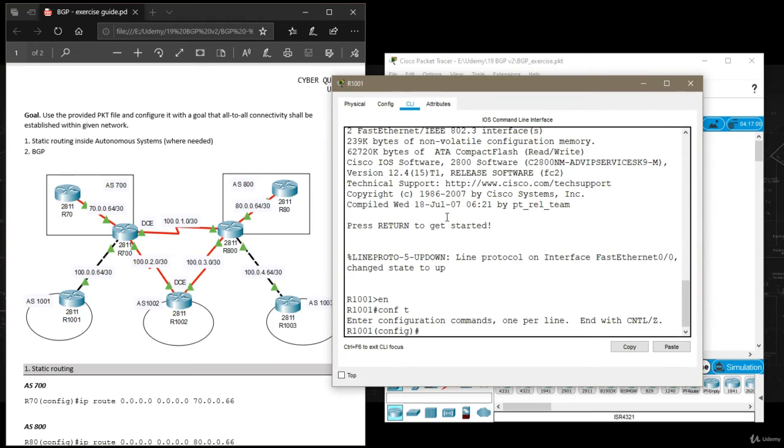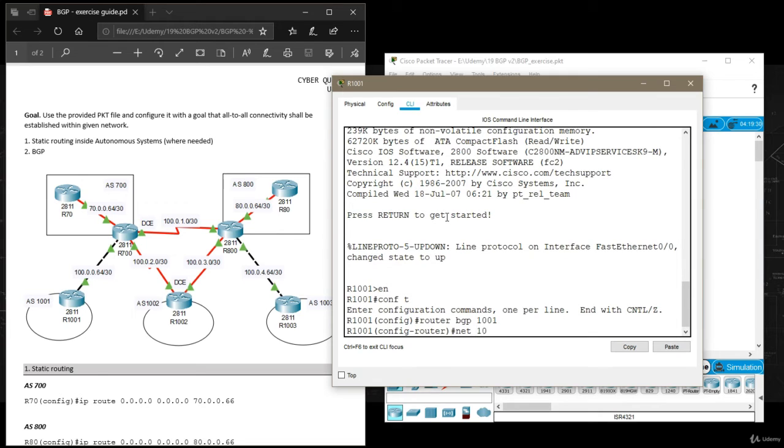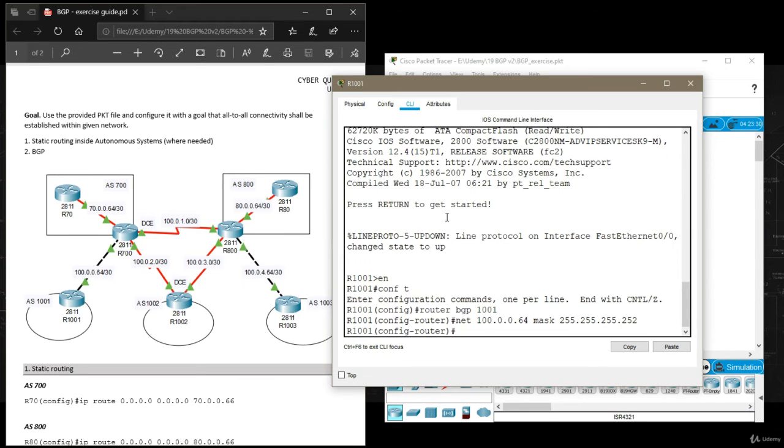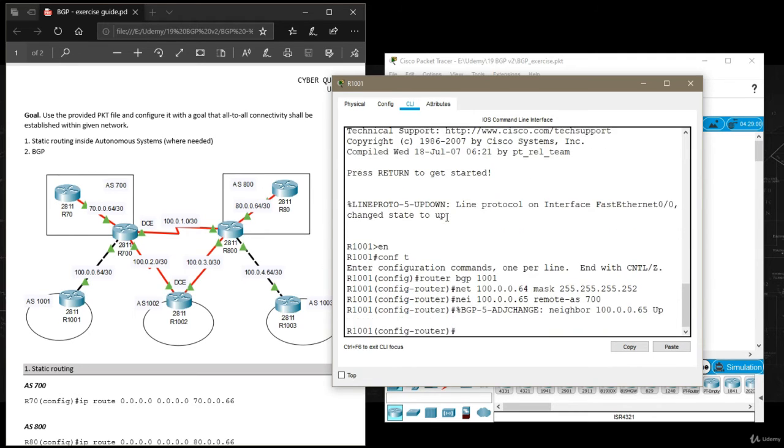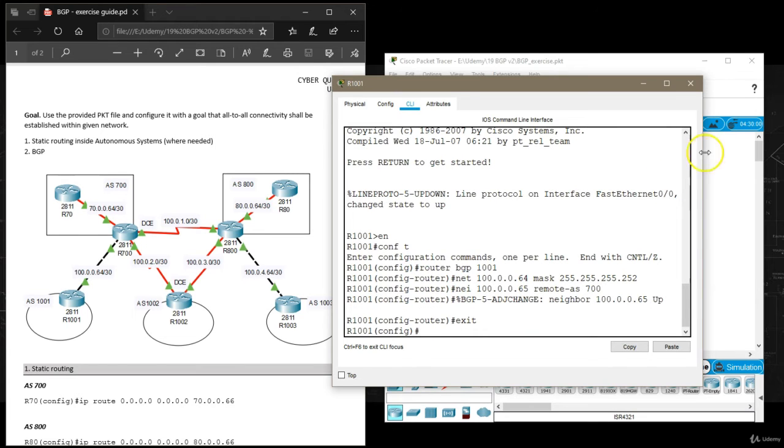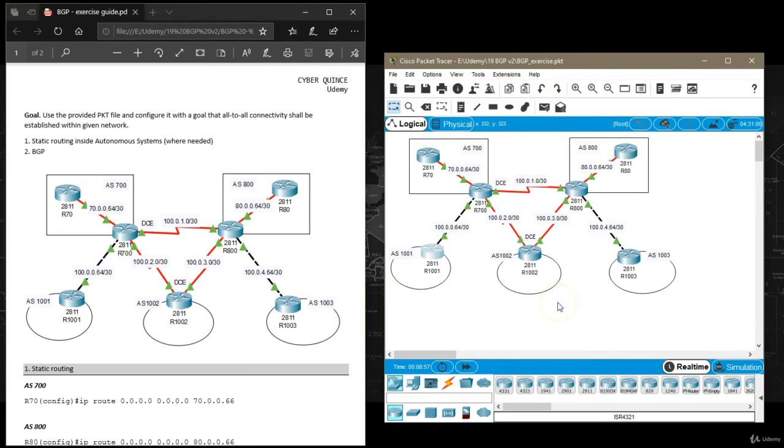Enable, configure terminal, router bgp 1001, network. We only have one network here. It's 100.0.0.64 mask 255.255.255.252, and we also have one neighbor, 100.0.0.65. Remote autonomous system is 700. And that's it for router 1001.